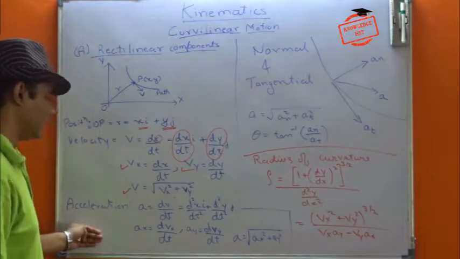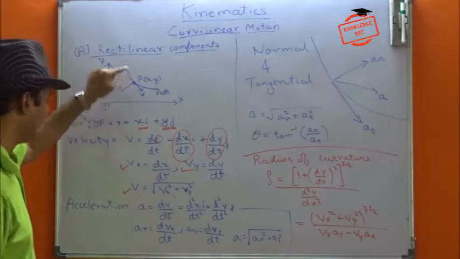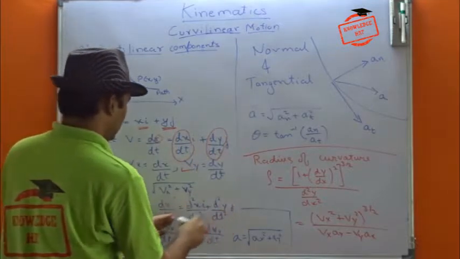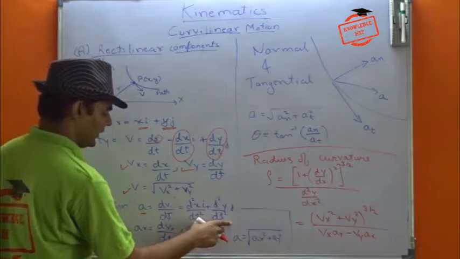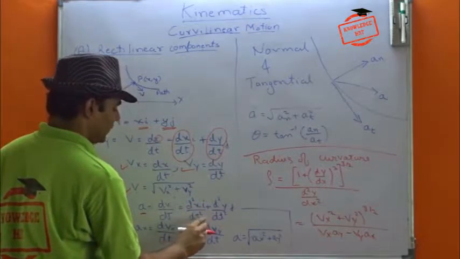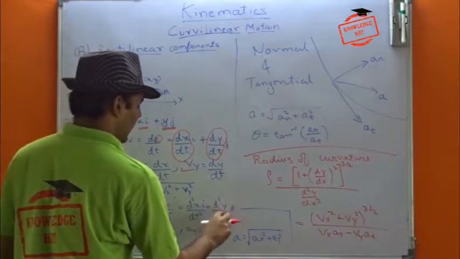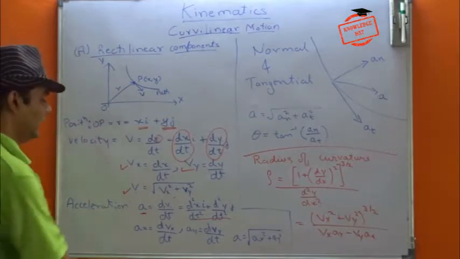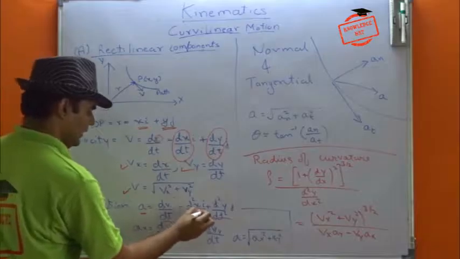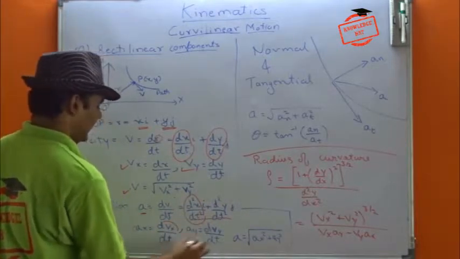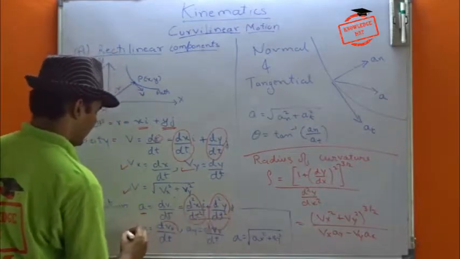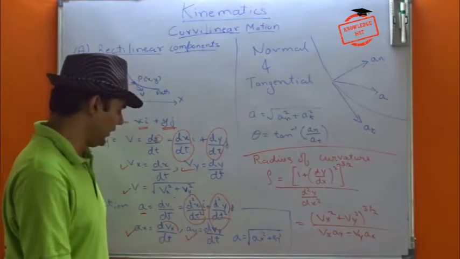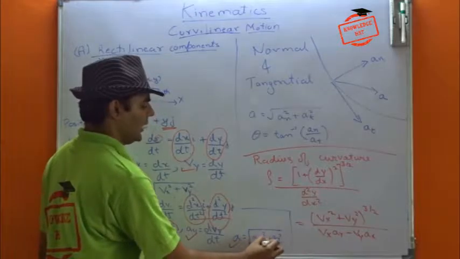Now the acceleration. Acceleration of that particle at that instant is given by dv by dt, where we substitute this value here and we get the double differentiation, d square x by dt square i plus d square y by dt square j. So this gives us the acceleration. The x component of acceleration is d square x by dt square, and the y component is d square y by dt square. They are given by ax and ay respectively, and then the resultant acceleration is calculated as root of ax square plus ay square.